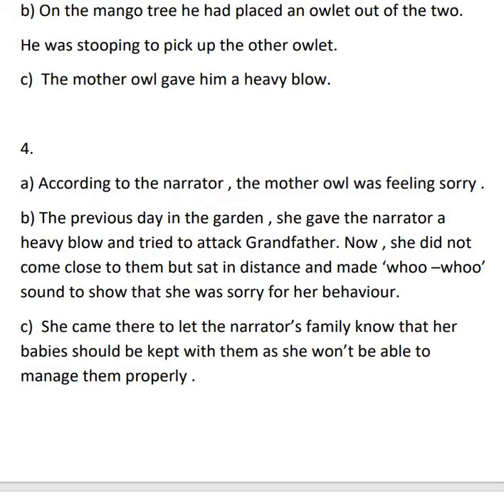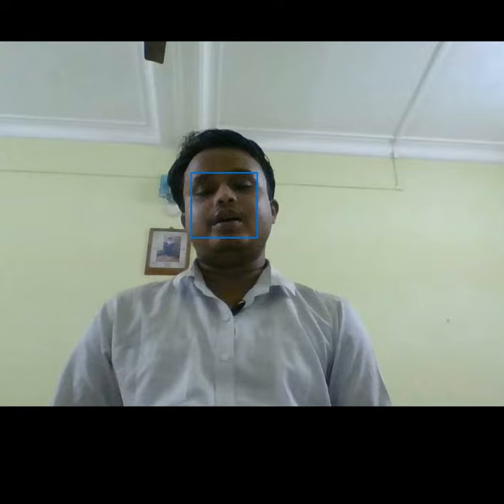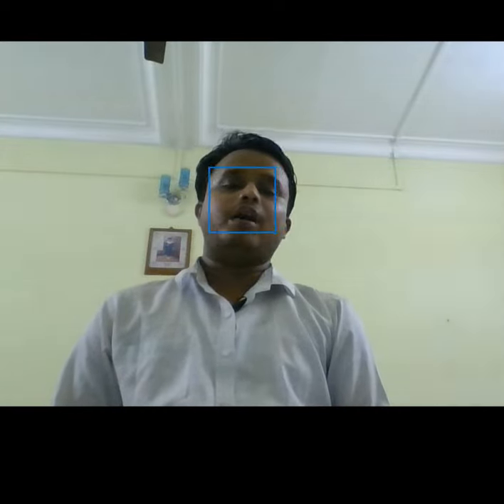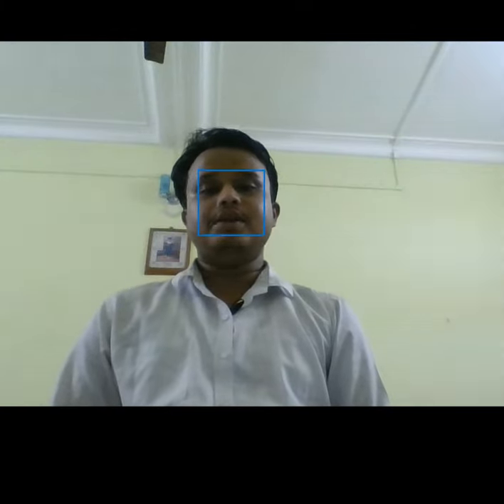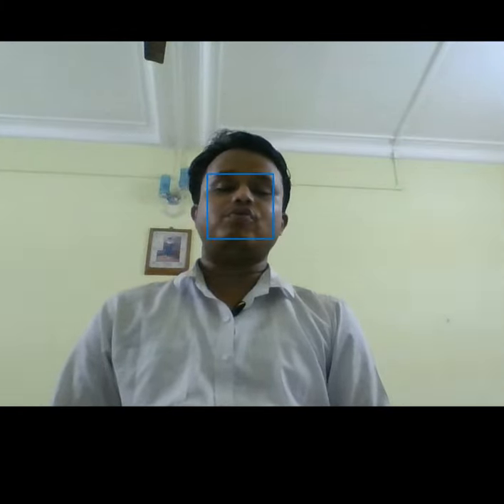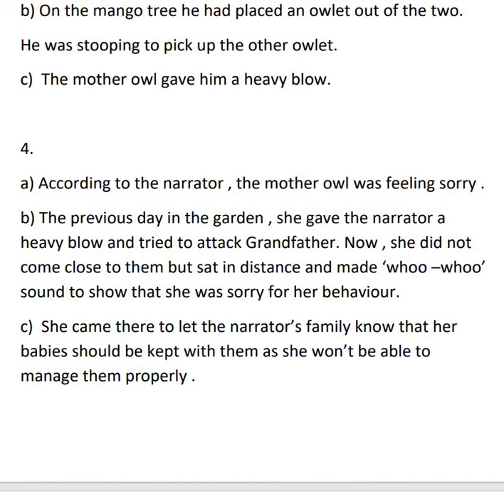She came there to let the narrator's family know that her babies should be kept with them as she won't be able to manage them properly. As the narrator has said, the mother owl came to them and brought back the owlets because she knew that the owlets were big enough to be brought up, or to be reared up, by the narrator's family. Okay, number 4 done.